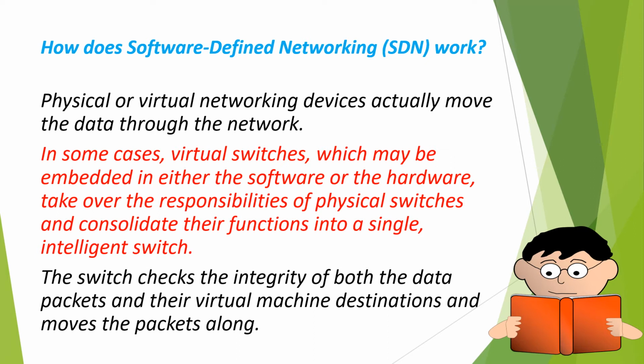Now this intelligent switch can check the integrity of both the data and packet, and their virtual machine destinations, and they can move the packets along. So generally the data movement and packet checking is done by the router device which connects to the multiple networks. However, the intelligent switches can take the router functionality and they can route the packets through the network.